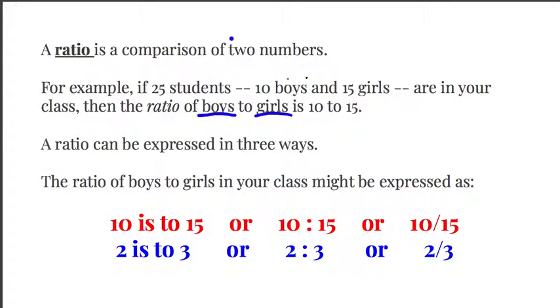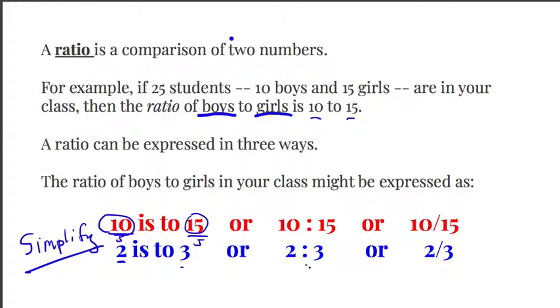So boys to girls, we're looking at 10 to 15. We can write it three ways: 10 is to 15, or 10 to 15, or 10 over 15. But at any rate, you still need to simplify. When you simplify, it becomes 2 is to 3. Why? Because the common factor of 10 and 15 is 5. Divided by 5 gives you 2 and 3, or 2 is to 3, or 2 over 3. That is the basics of ratio.